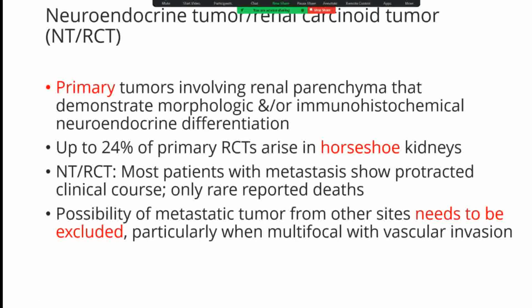So start with the easiest one, because this topic is not really related to this chapter, but I think it is one of the entities here: a neuroendocrine tumor from the kidney. The primary neuroendocrine tumor from the kidney is really rare, and up to 24% of these primary NETs arise in horseshoe kidney. Maybe this is related to the birth. And whenever you see a neuroendocrine tumor in the kidney, you need to rule out metastasis.